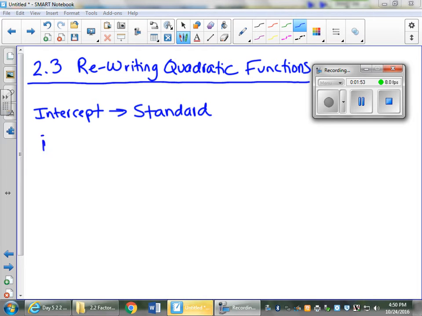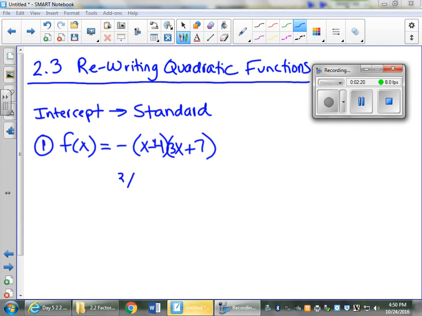So if I gave you, for example number 1, f of x equals negative 1 times x minus 4 times 3x plus 7. We're going to deal with the a value of negative 1 last and start off by distributing the x minus 4 to the 3x plus 7. We did this back in Unit 1 when we learned how to multiply functions together. So I will have 3x squared plus 7x minus 12x minus 28. I'm going to combine like terms in the middle.